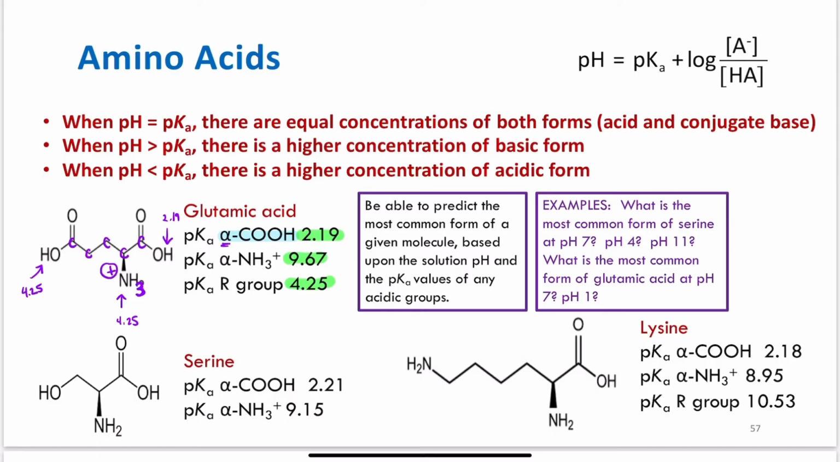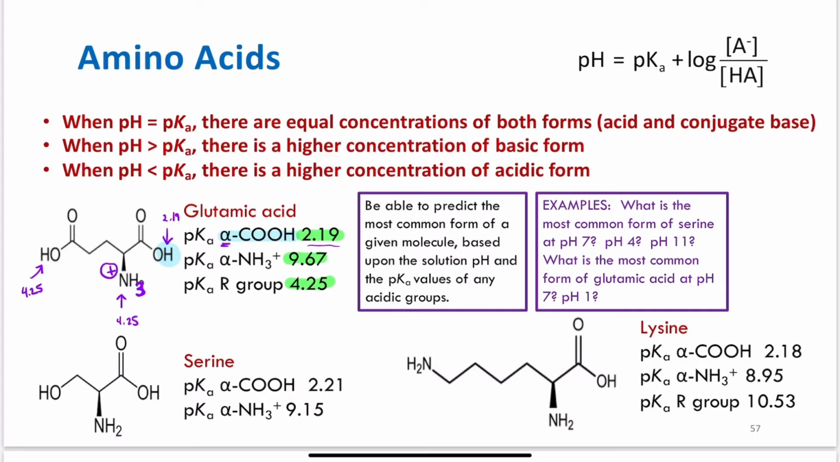Now let's talk about how we're going to lose these protons. First, I'm going to erase these little carbons because they just distract me. Okay, so we've got 2.19, 4.25, and 9.67. I kind of think about it as like the buying power. How much is it worth paying for that proton? If the pH is below 2.19, the compound will pretty much look like this.